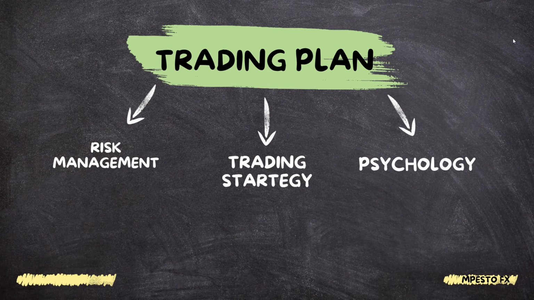So in a trading plan there are three sections which we're going to cover. First, we're going to be learning about risk management, trading strategy, and also psychology. These are the three main components of a trading plan, and if I was going to weigh them, I would weigh 60% on psychology, then 20% on trading strategy, and 20% on risk management. So let's dive deeper into these three aspects.